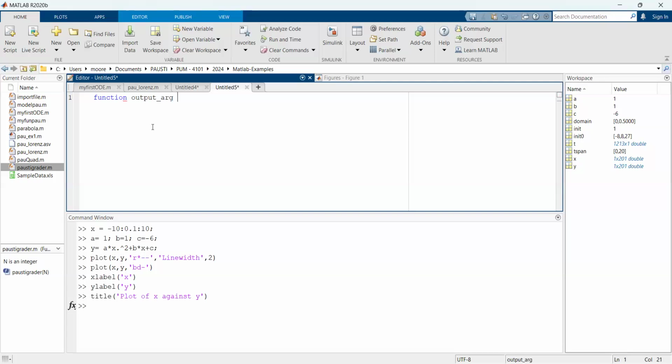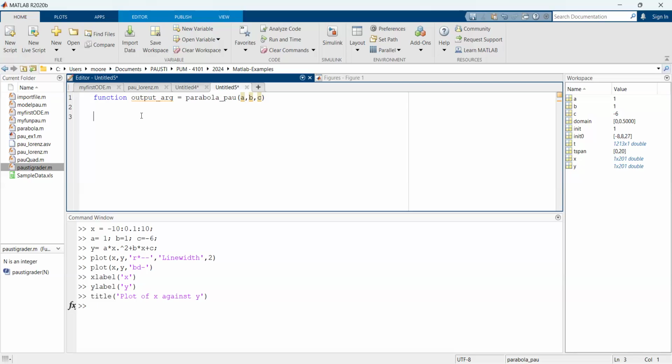An output argument as it returns something. And then let's call this parabola pow, right? Pow parabola. And then let's put the parameters A, B, C in there, okay? So here we have a function. The name of the function is parabola pow. If you call parabola pow, it will expect some input argument. It will expect A, B, C from the person.